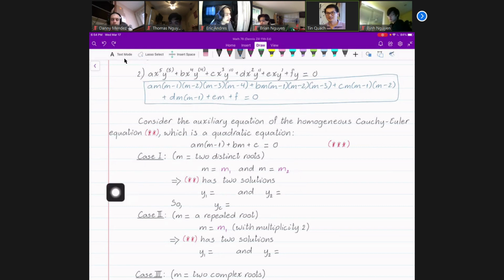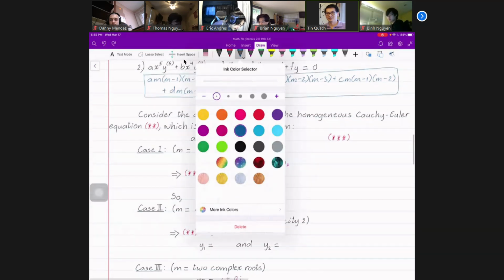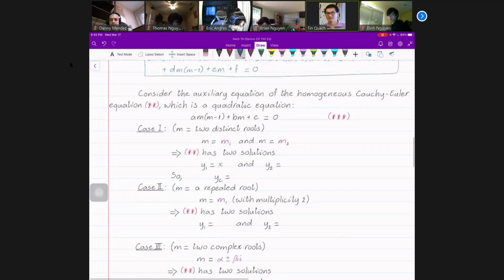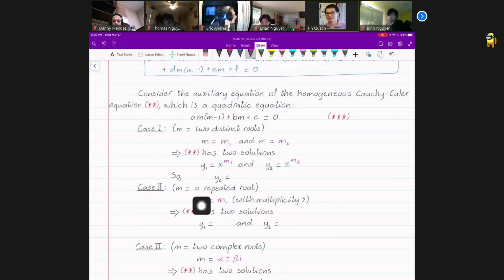Then the two solutions of this homogeneous equation are, because remember the solution has the form x to the m, x to the m sub 1 and x to the m sub 2. Now, the second case is when the root repeats. Because it is a quadratic equation, it can only repeat twice, so we say it has multiplicity 2.